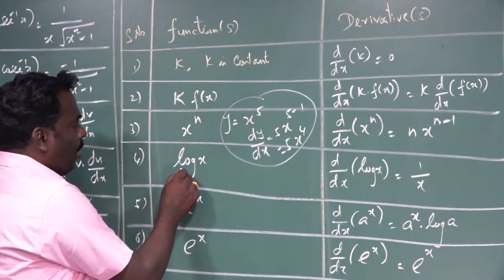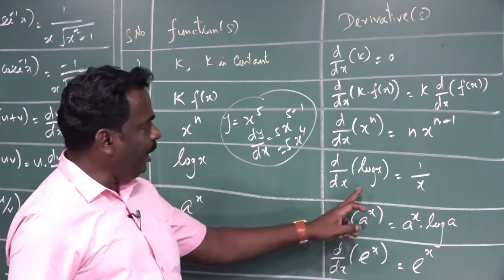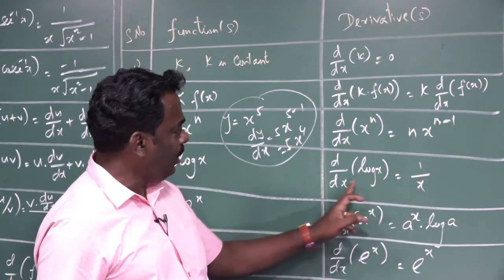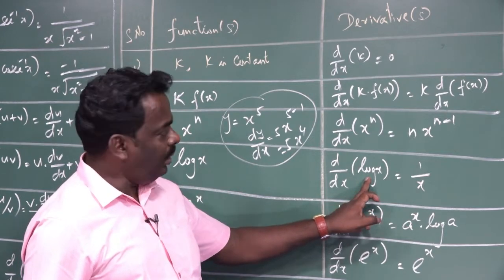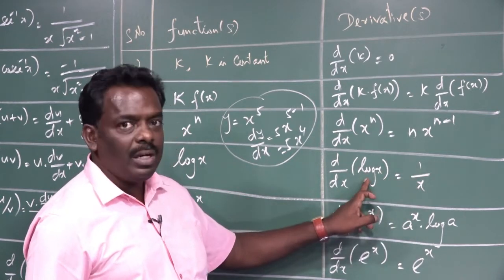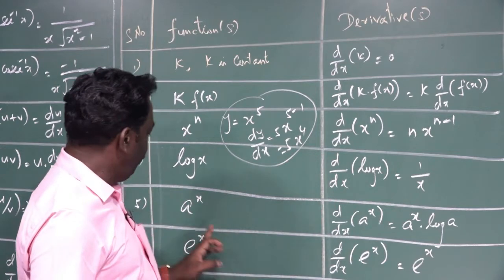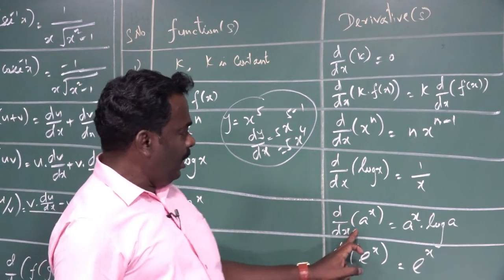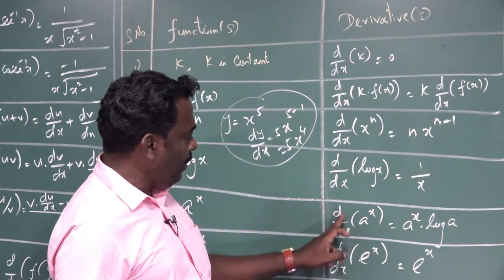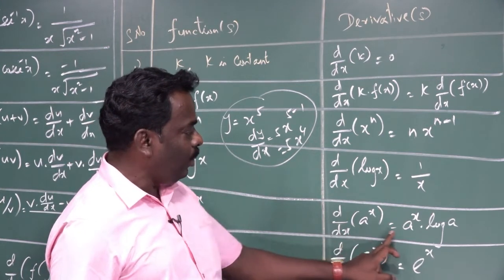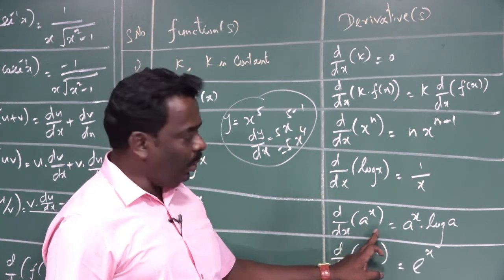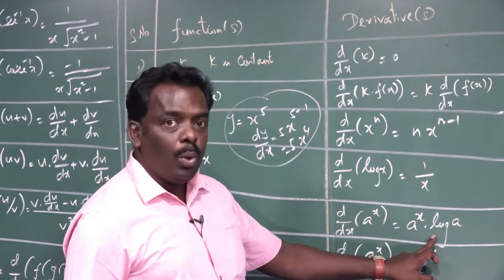Then the function log x. The derivative d by dx of log x equals 1 by x. Differentiation of log x equals 1 by x. And a power x: d by dx of a power x equals a power x into log a. The differentiation of a power x equals a power x into log a.